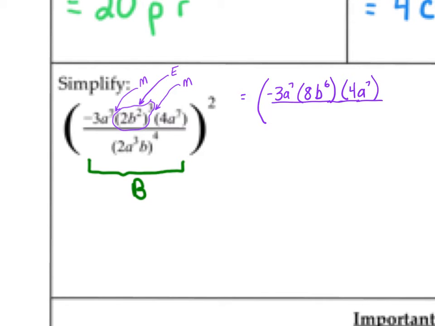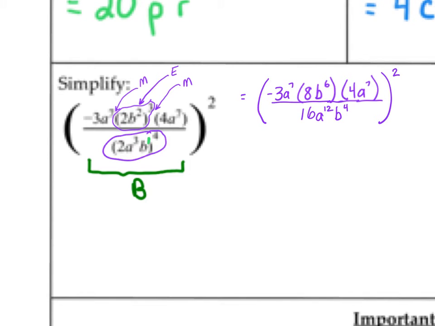And on the bottom, again, you have an exponent. So the coefficient is 2. The exponent is 4. So 2 to the exponent 4 is 16. And then for the a's, the exponent of 3 multiplies with the exponent of 4. So that would be a to the 12. And for the b's, you want to remember when the exponent isn't showing, it's an exponent of 1. So the exponent of 1 will multiply with the exponent of 4. So that would be b to the 4. And then you still have an exponent of 2 on the outside.